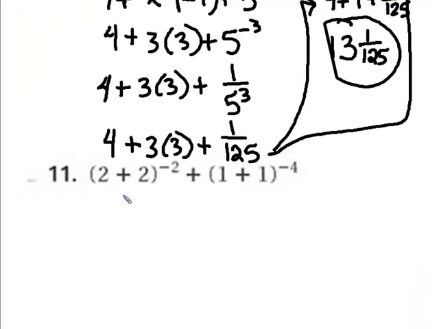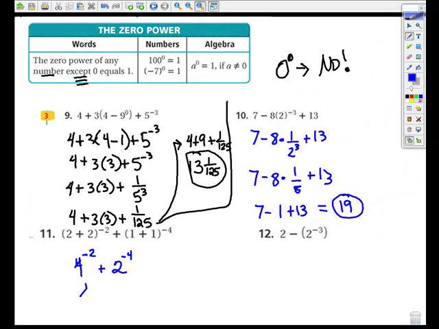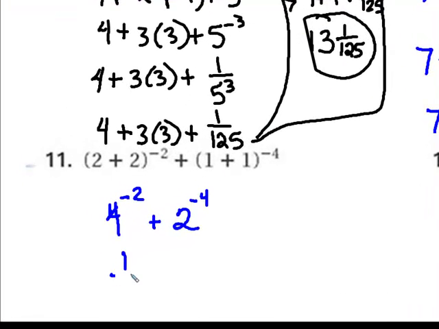Okay, I've got a couple sets of parentheses in here. So 2 plus 2 is 4 to the negative 2 power, plus 1 plus 1 is 2 to the negative 4th power. So this becomes 1 over 4 to the second plus 1 over 2 to the fourth. My little Mimeo board gives me trouble when I'm recording. It goes a little slower.